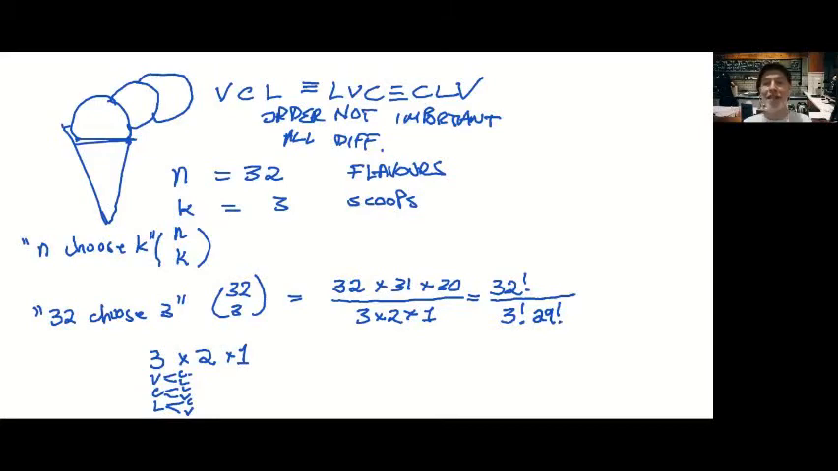So this will give me all of the ways that I can choose 3 different ice cream flavors, where order doesn't matter, out of a choice of 32 buckets of different flavored ice cream. That's it for the 32 3 scoop example.